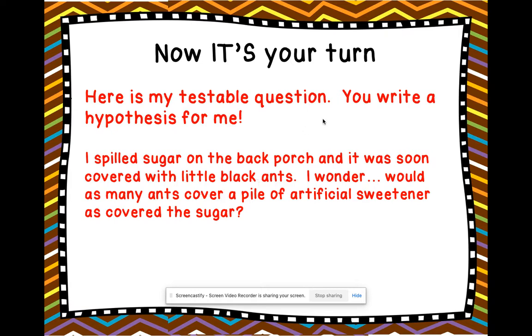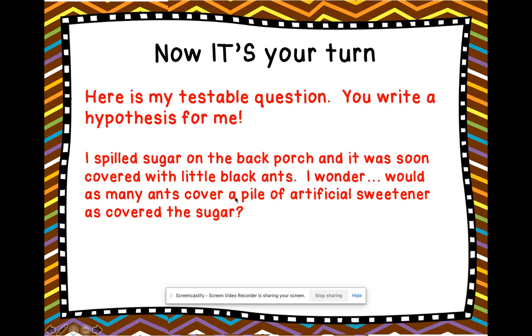Okay? So if you take a look up here, here's a question that can be tested. I spilled sugar on the back porch and it was soon covered with little black ants. Well, that was their observation. I wonder, would as many ants cover a pile of artificial sweetener as covered the sugar? So then you turn it into a question. So this student observed spilling sugar on the porch and then got a bunch of little black ants. Then they're turning it into a question that they can test.